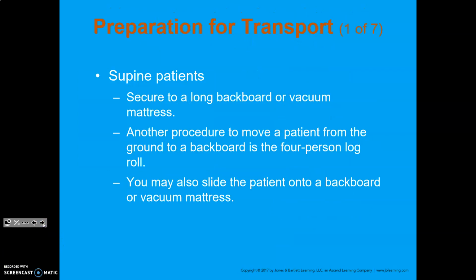Advancing forward. Okay, supine patients, we want them on a long backboard, or now the vacuum mattresses. Most people don't have them, but they're coming along. So log rolls, we're going to practice that. And if possible, you can slide them on, but that's not generally thought to be a very safe method if you've got a spinal injury. We've practiced a 6-man lift. We'll go over that again too. That's also another option. So different ways to do that.